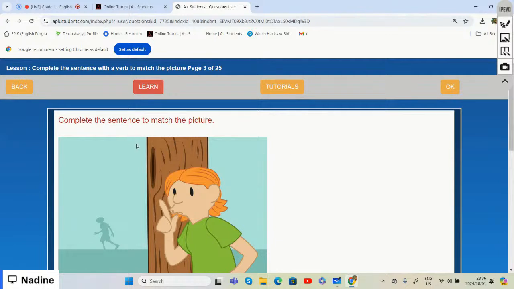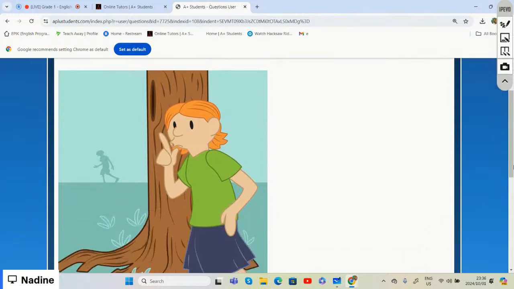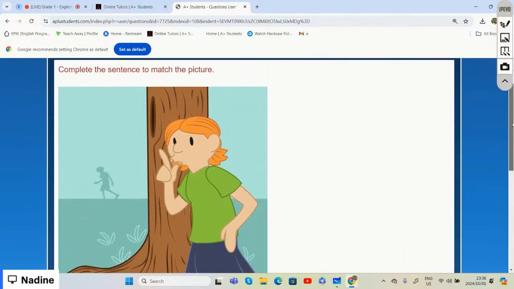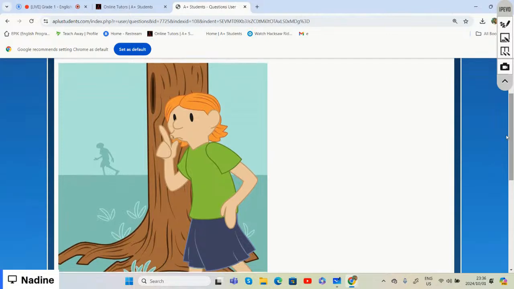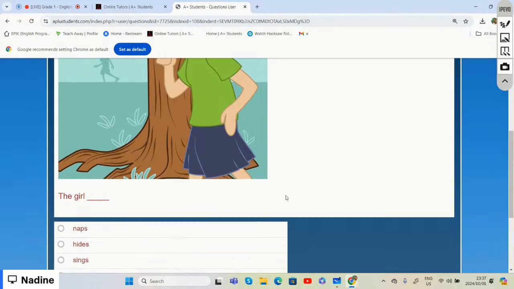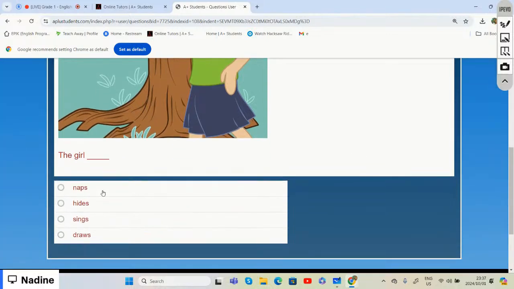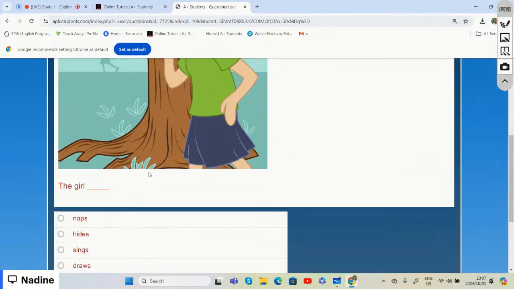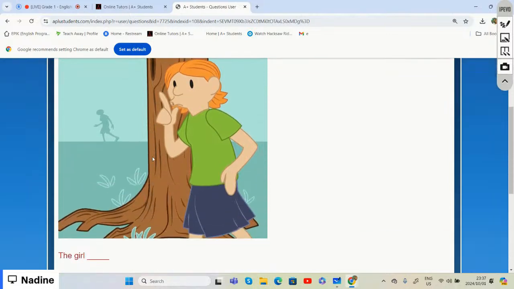We need to complete the sentence to match the picture. If we look at this picture, what do you think they're doing in this picture? So yes, well done. Play is correct. Now we look at this one. It says the girl. Do we say the girl naps? The girl hides? The girl sings? Or the girl draws?